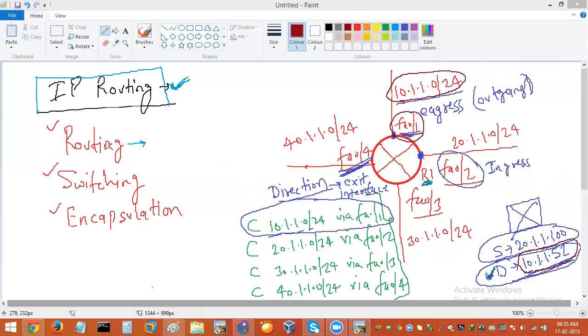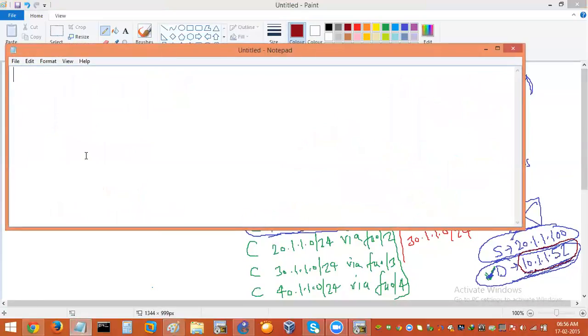So this process is called what? Routing. The process of doing the route lookup, matching the destination IP address with all the routing entries available in the router table and finding out the correct exit interface, is called the routing process. Make notes of it. Write down. Routing is to do the route lookup process.